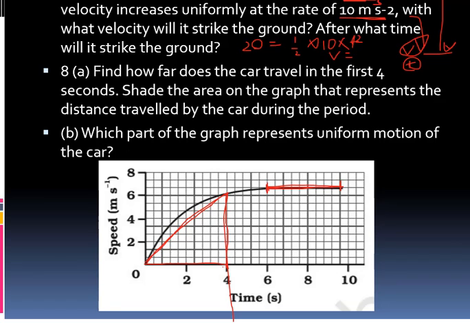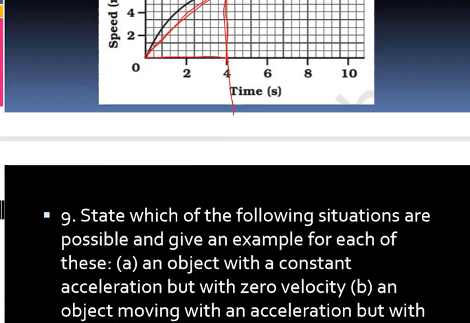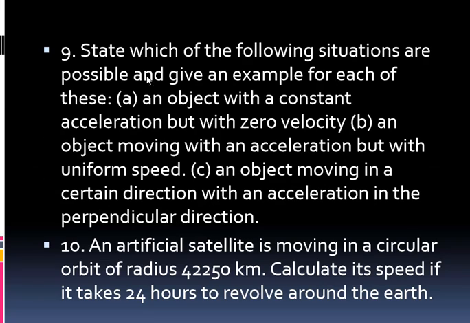Okay. Now let us go to another question. There is question number 9. See, this question number 9 is very important. This type of question is generally asked in the exam. State which of the following situations are possible and give an example for each of these. So first question, an object with constant acceleration or zero velocity.